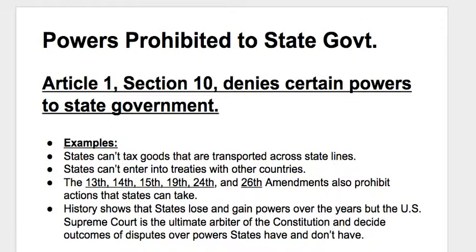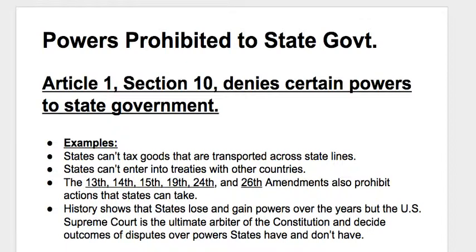Powers prohibited to state governments. If you look underneath Article 1, Section 10, it denies certain powers to states. So states can't tax goods that are coming from other states. As I mentioned before, states can't enter into treaties with other countries. That's a federal thing. The 13th, 14th, 15th, 19th, 24th, and 26th Amendments also prohibit actions that states can take.